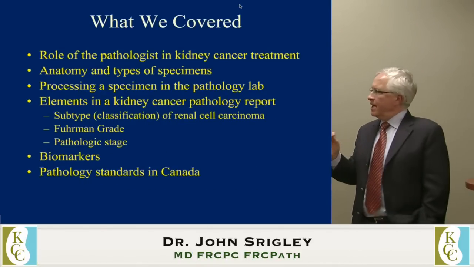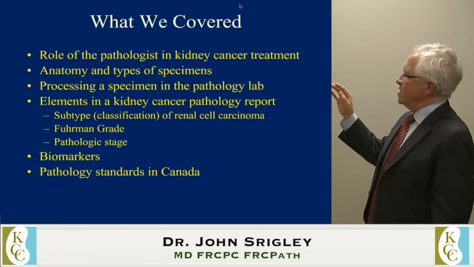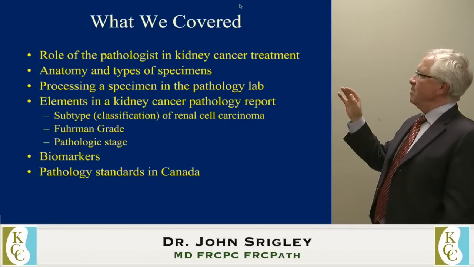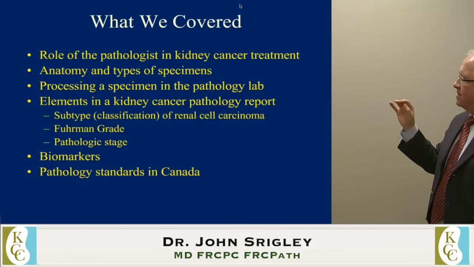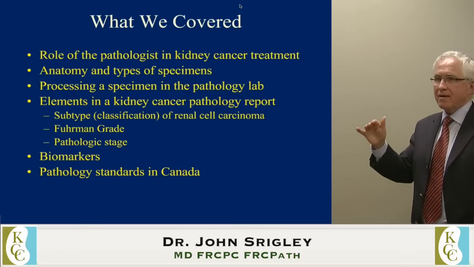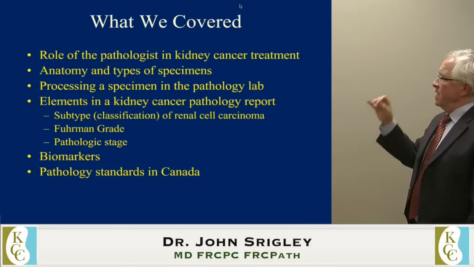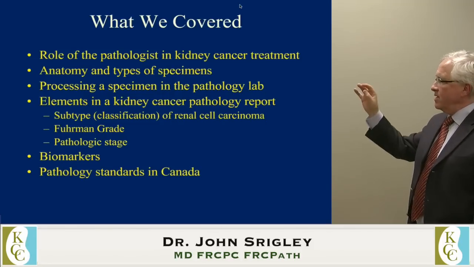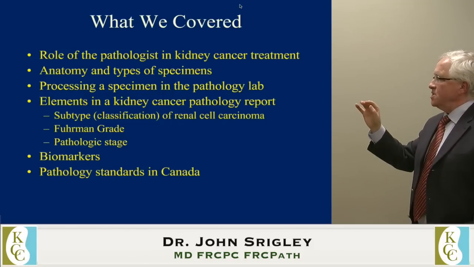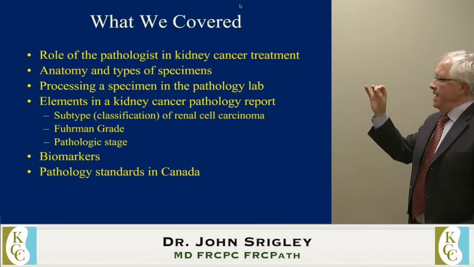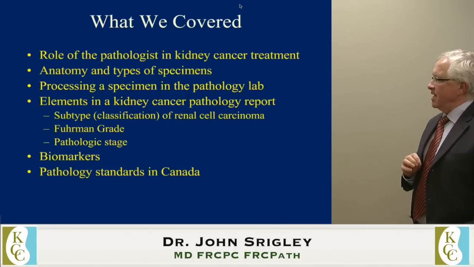So what I've tried to cover tonight is the role of the pathologist in kidney cancer treatment and in oncology generally, a little bit about the anatomy and the types of specimens, how a specimen is processed in the pathology lab and why it might take 5 to 10 days, the important elements of the kidney cancer pathology report, so the subtype or the classification of the tumor, the grade of the tumor, and the pathological stage, a little bit about biomarkers, but not a whole lot going on right now, and a little bit about the pathology standards in Canada.